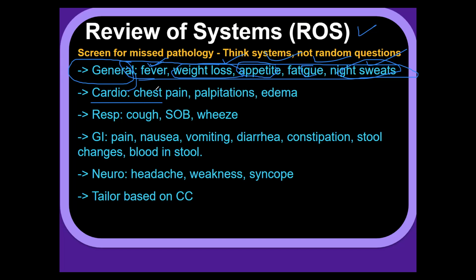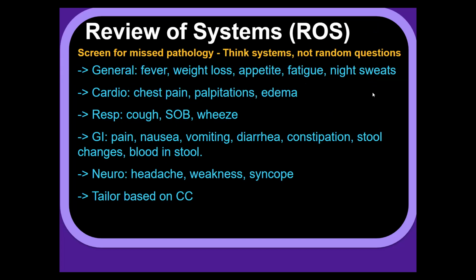For cardiovascular, ask chest pain, palpitations, edema. Respiratory: cough, shortness of breath, wheezing, etc. GI: pain, nausea, vomiting, diarrhea, constipation, changes in stool, blood in stool. These are some of the symptoms you can ask. Now, for chest pain, once I'm done with the associated symptoms like dizziness, palpitations, etc., I'm going to cover GI too, because GI is one of the most common causes of chest pain. Peptic ulcers, pancreatitis, a lot of things can present with upper abdomen or lower chest pain.